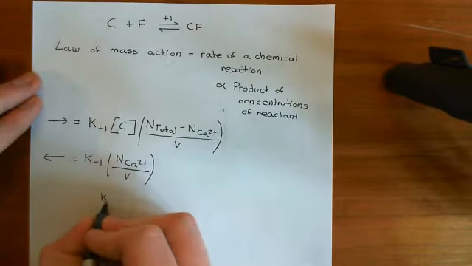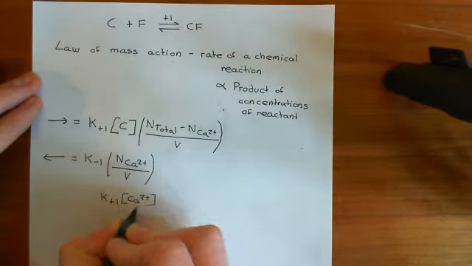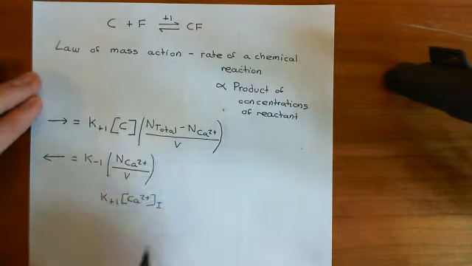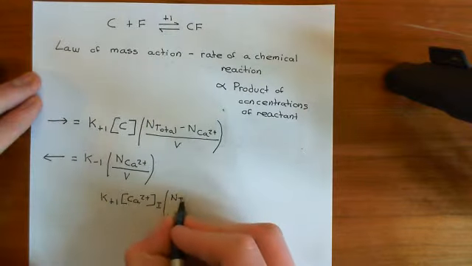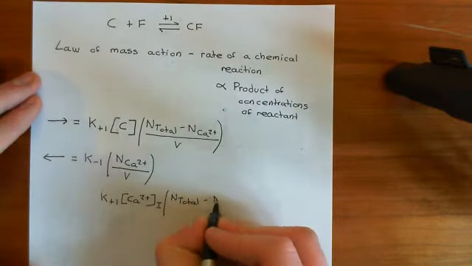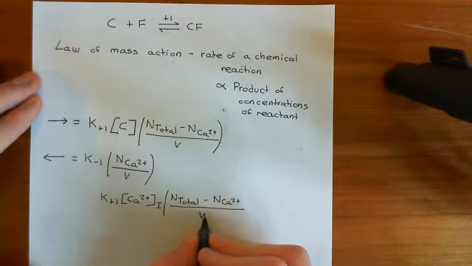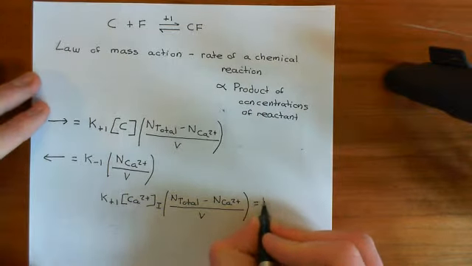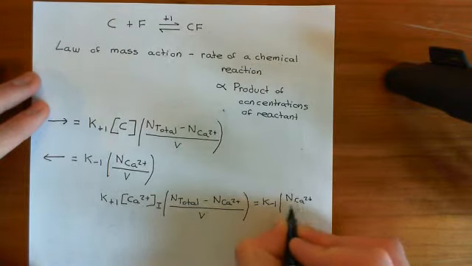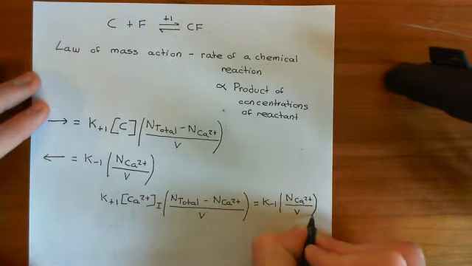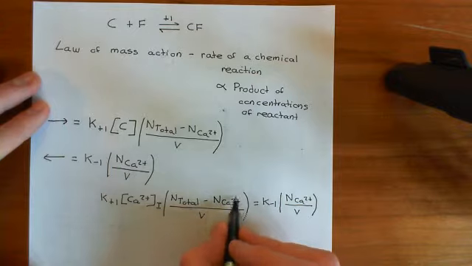So that's going to give us this equation: K plus 1 times the calcium concentration, and I'll now put calcium concentration here, and we'll put intracellularly there. Now we'll have this here, N total minus NCA2+, over V, is going to be equal to K negative 1 times NCA2+ over V.